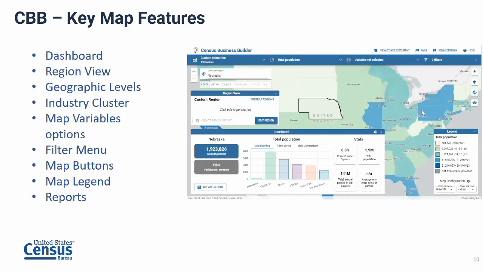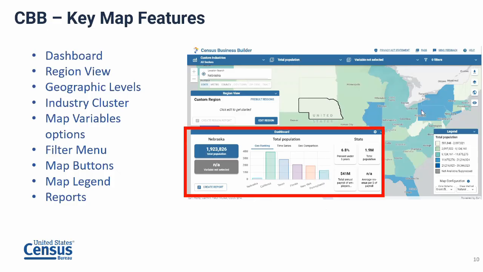Some of the key map features in the dashboard are the geographic areas covered. The demographic and consumer spending data are shown at the state, county, city, town, place, zip code, and census tract levels. Economic and workforce data are shown at the state, county, city, and town place levels. And we use city and town, but we at the Census use the term place. So you'll see that throughout here.